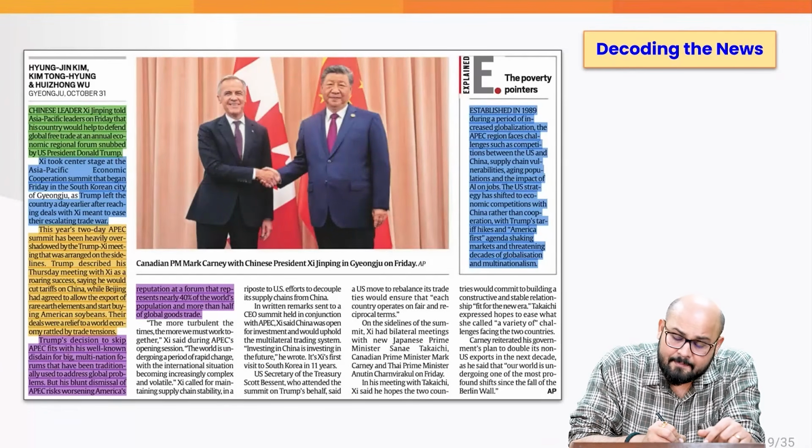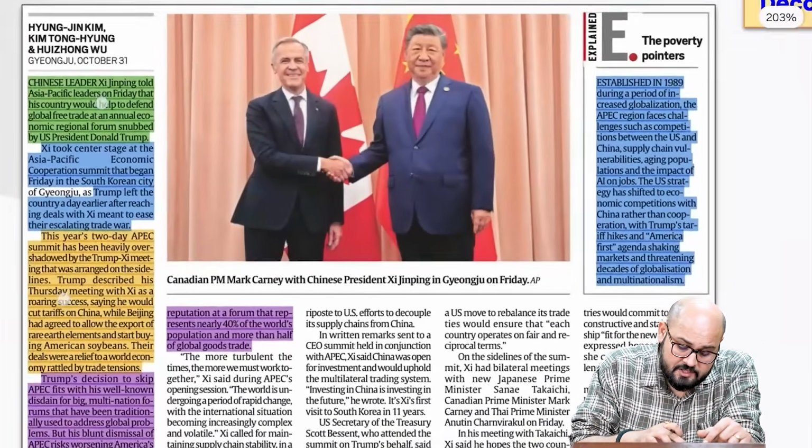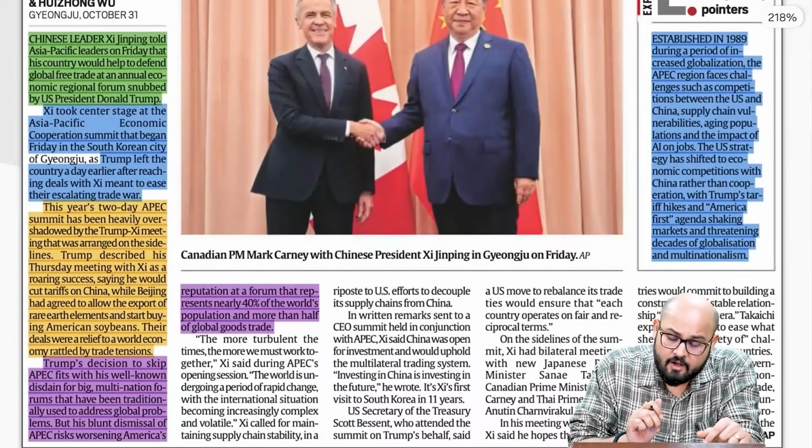He said that his country would help to defend the global free trade at the annual Economic Regional Forum snubbed by US President Trump. He took the center stage at the Asia Pacific Economic Cooperation that began on Friday in the South Korean city of Gyeongju.